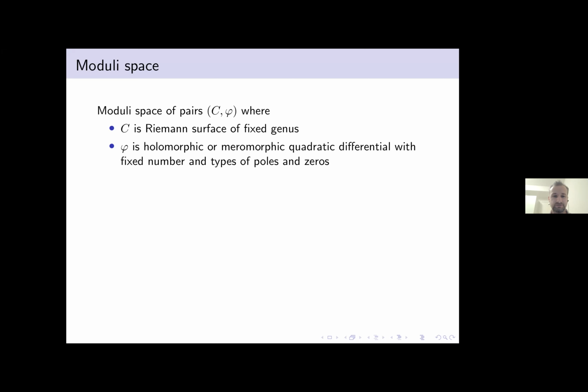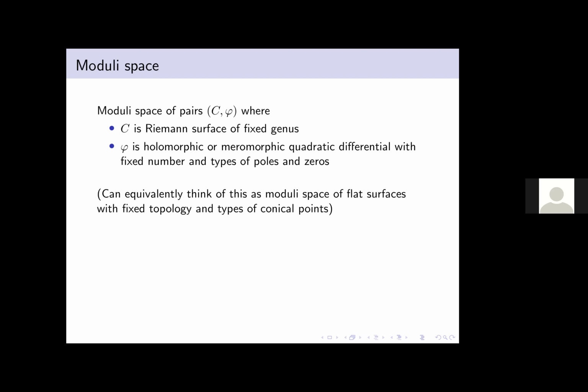So from the flat geometry point of view, it means you always have the same types of conical points. That discrete data is being fixed, but the continuous data is allowed to vary. And from the flat geometry point of view, that means the angles and lengths you can measure between conical points will now vary smoothly.